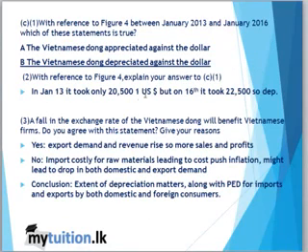With reference to figure 4, explain your answer. So yeah, like I told you, the explanation. Finally, a fall in the exchange rate of the Vietnamese dong will benefit Vietnamese firms. Do you agree with this statement? Give reasons for your answer.